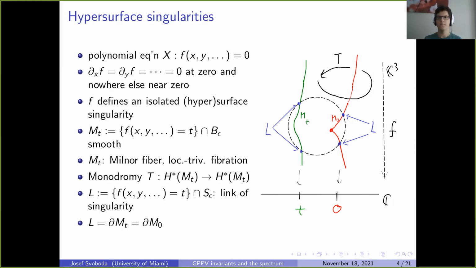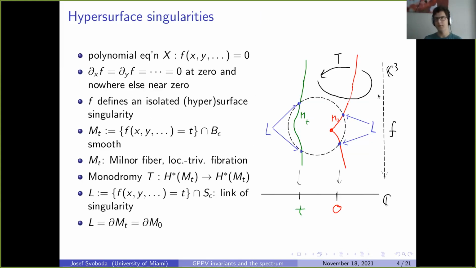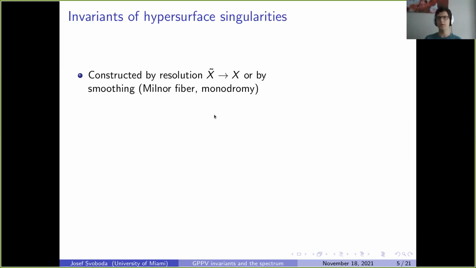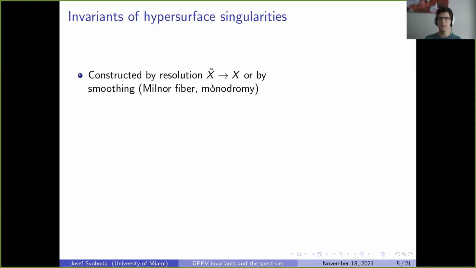Okay, so let's proceed. So this is my monodromy operation T. Now I want to describe some invariants in more detail. There are basically two ways to construct an invariant of a singularity. One way is what I already described: we take a smoothing, so we take the Milnor fiber, which is smooth, and we take the monodromy transformation around a singular value. The other way to do it is more analytic or algebraic.